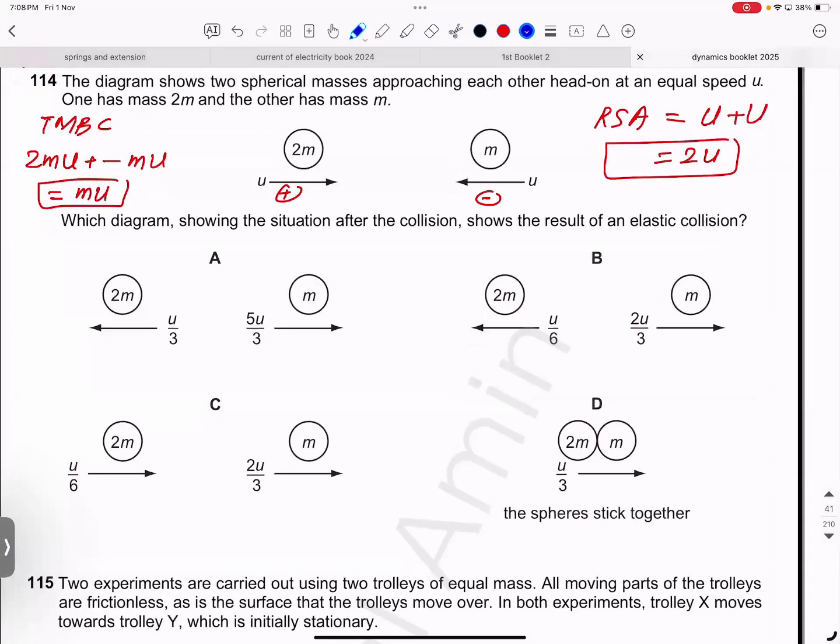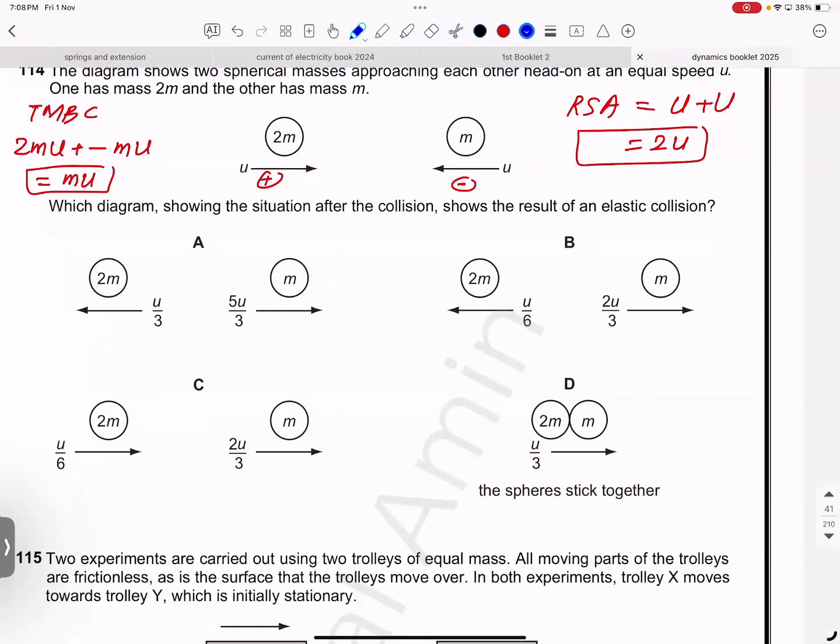They are moving in opposite directions, so relative speed will be u by 3 plus 5u by 3, which is 2u. This may be the right option. The next one is also opposite direction, u by 6 plus 2u by 3. If you add them, it is 5u by 6. Relative speed of separation is not the same.